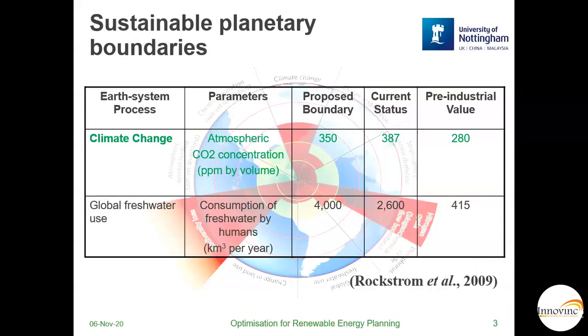In the first place, let's talk about the sustainable planetary boundary. About a decade ago, some scientists proposed that the safe boundary for CO₂ (carbon dioxide) concentration in the atmosphere should be kept within 350 ppm by volume. As a reference point, the pre-industrial value was 280, as you can see in the last column of the table. At the moment, we are talking about over 400 ppm. When the paper was published a decade ago, it was 387.